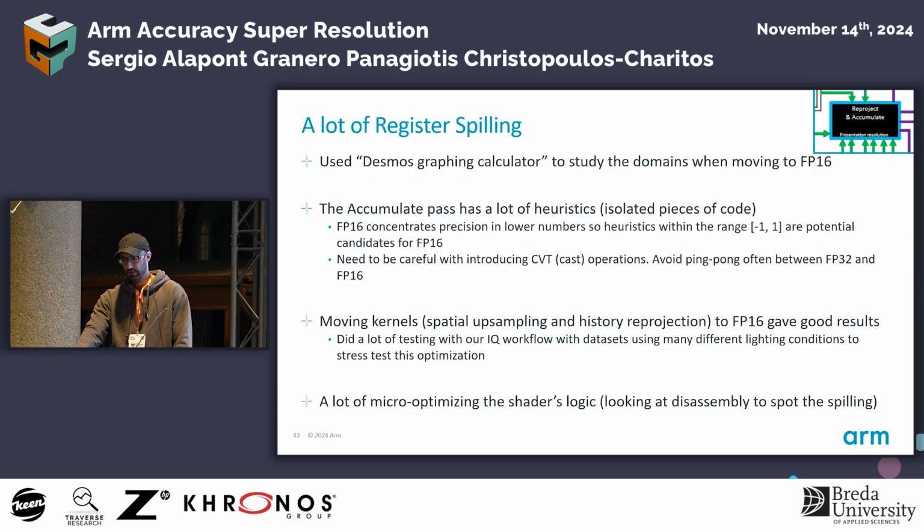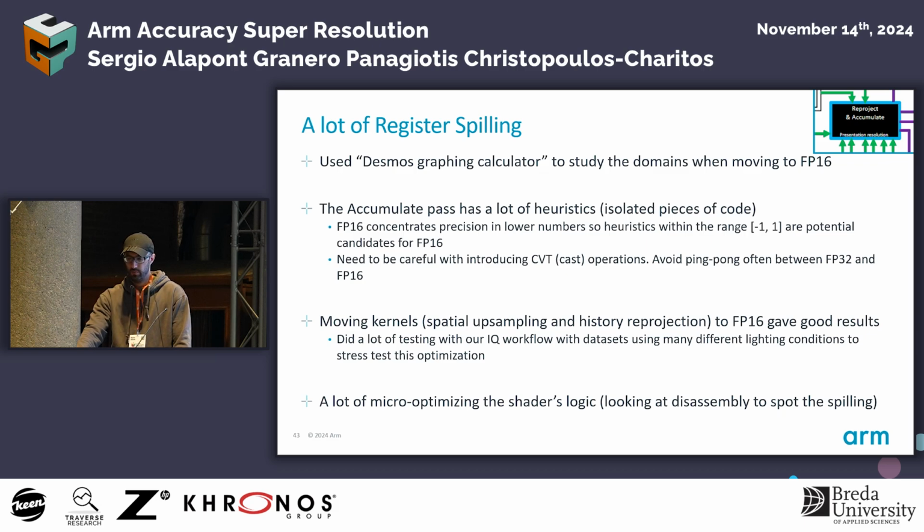Next goal was to eliminate the register spilling, which was the biggest problem. For that, we tried to move as many instructions as we could to FP16. We used SMOS to visualize the ranges of various variables in the shader. And if some of these values vary from, let's say, -1 to 1, we could probably move them to FP16, since 16-bit precision is mostly fine for such a range.